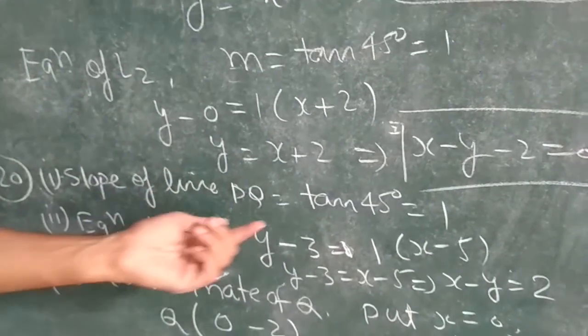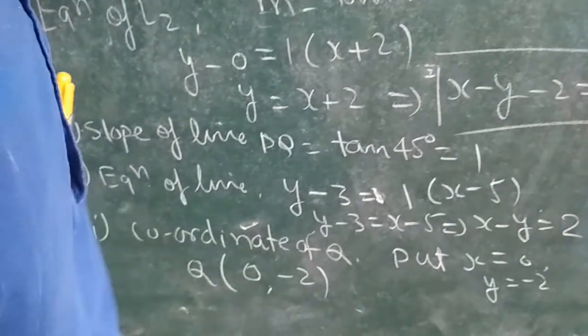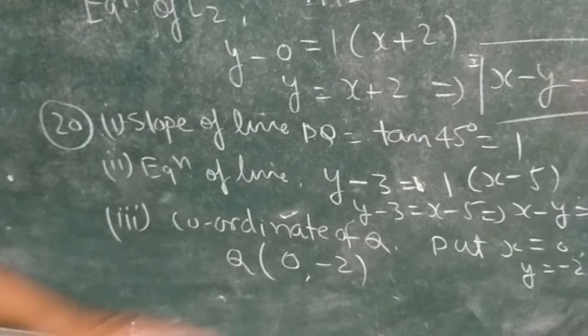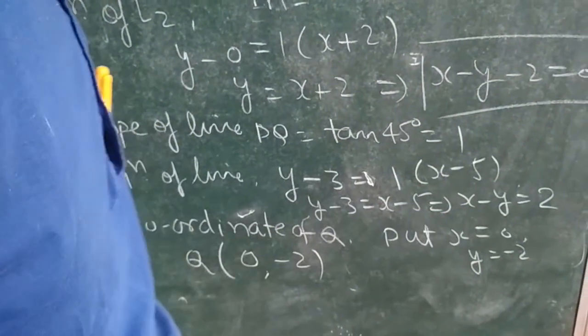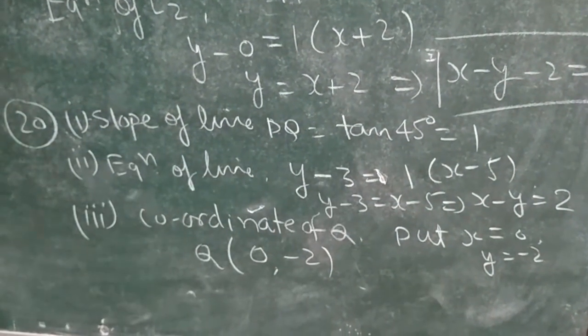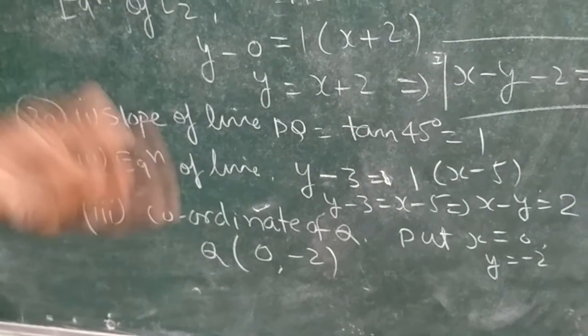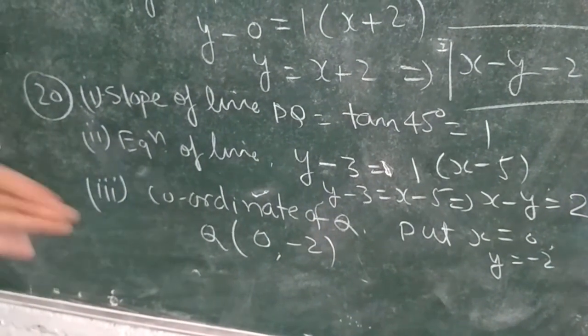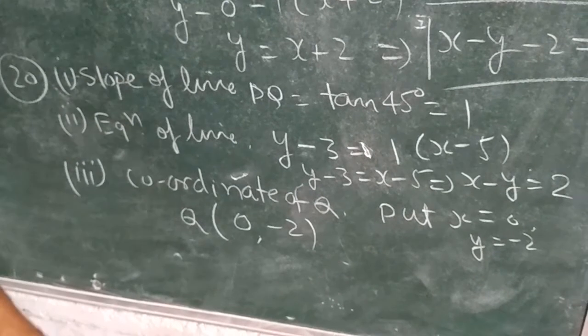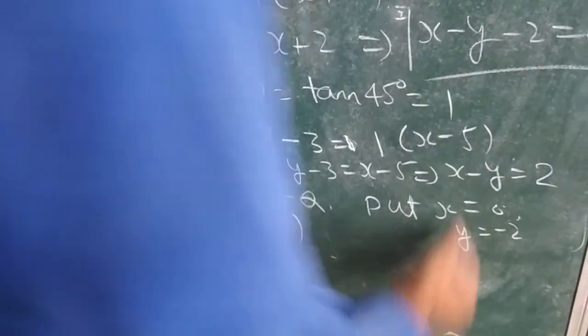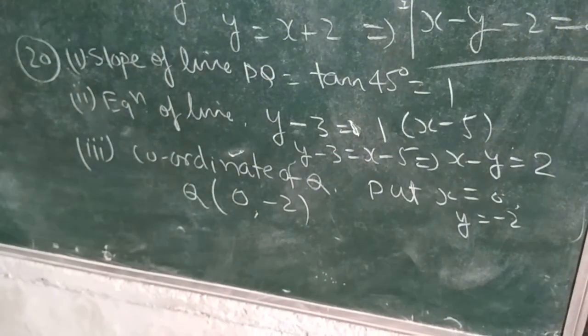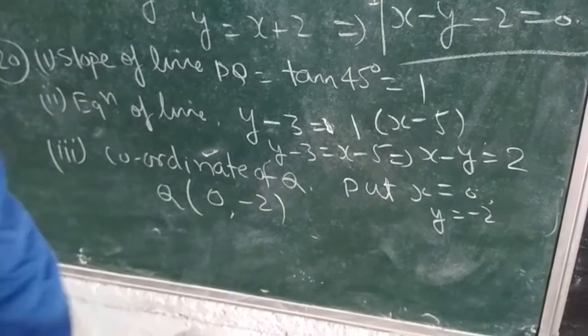20: slope of line PQ is tan 45, which equals 1. Equation of the line: y minus 3 equals 1 into (x minus 5). Now you solve it. Similarly, we have to find the coordinates of Q. Q is the point which lies on the y-axis. At the y-axis x equals 0, putting it in the equation, we get the answer Q at (0, -2). So this is your answer.